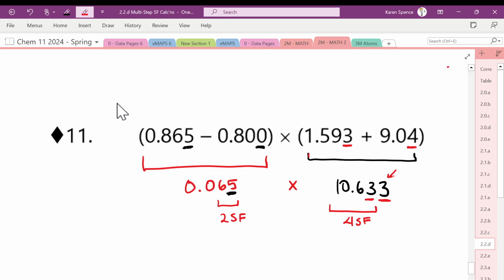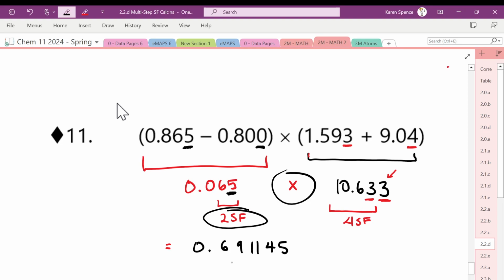Okay, so I'm going to take 0.065 times 10.633 equals, and my calculator spits out 0.691145. Because it was a multiplication, I need to go to the smaller number of sig figs, which is 2 sig figs, which means that's going to round to 0.69. Is that good? Okay, cool. Any other questions that anyone would like to go over?